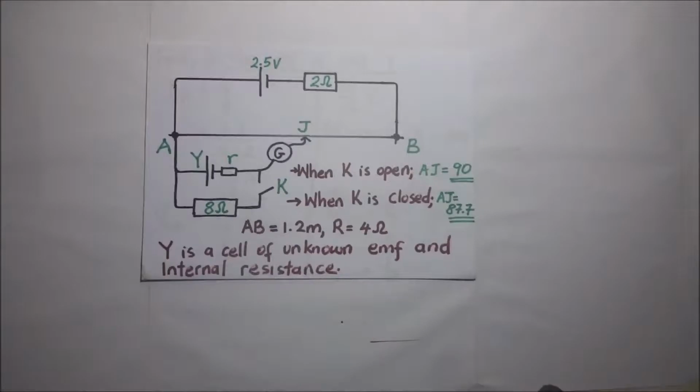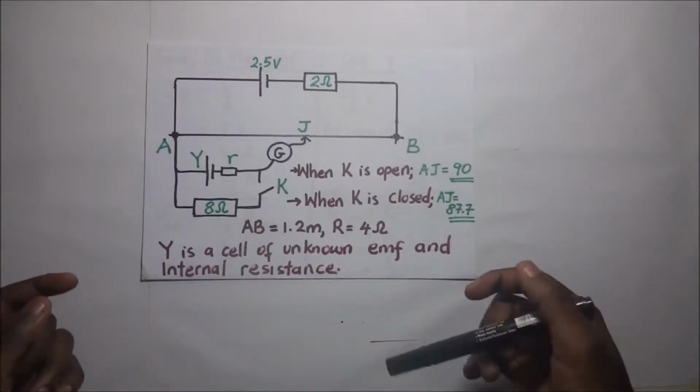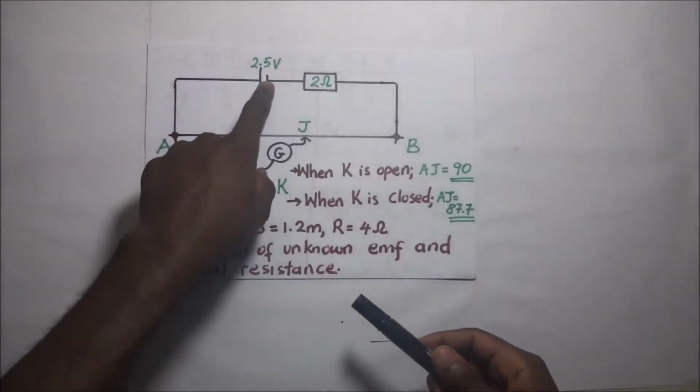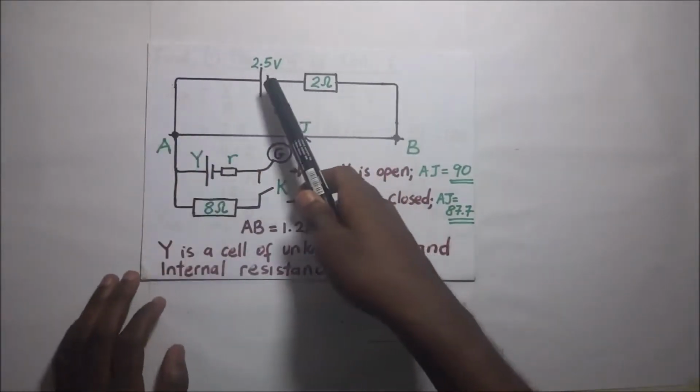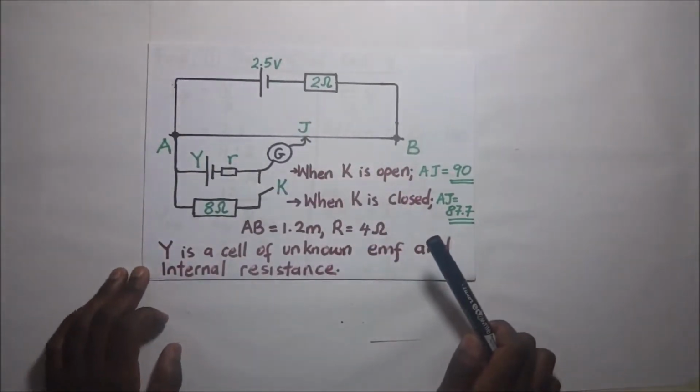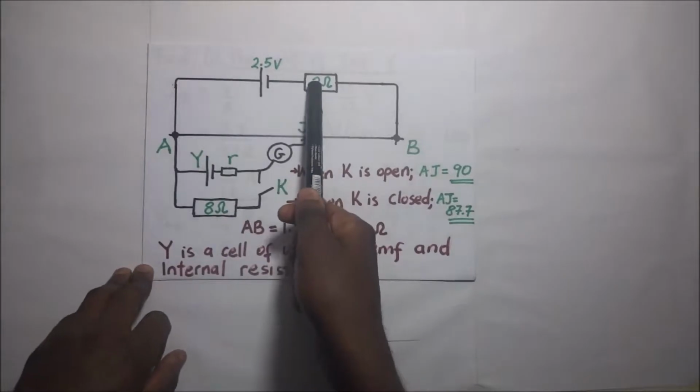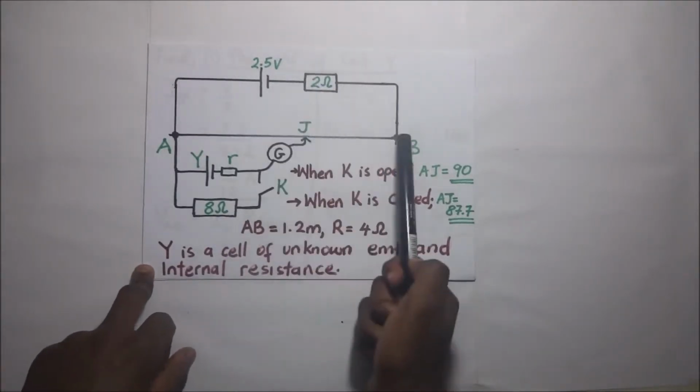We have a potentiometer circuit here. In this potentiometer circuit, we have a cell in the primary circuit that is 2.5 volts. It is connected in series with a resistor of 2 ohms and this slide wire AB.